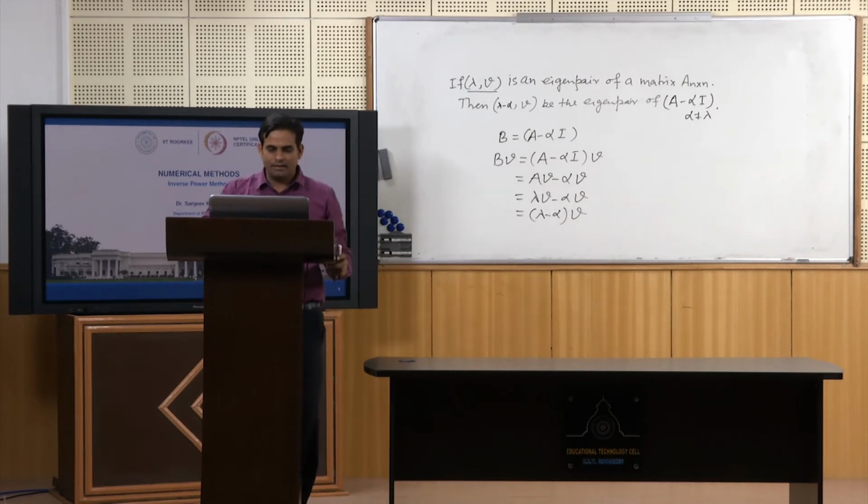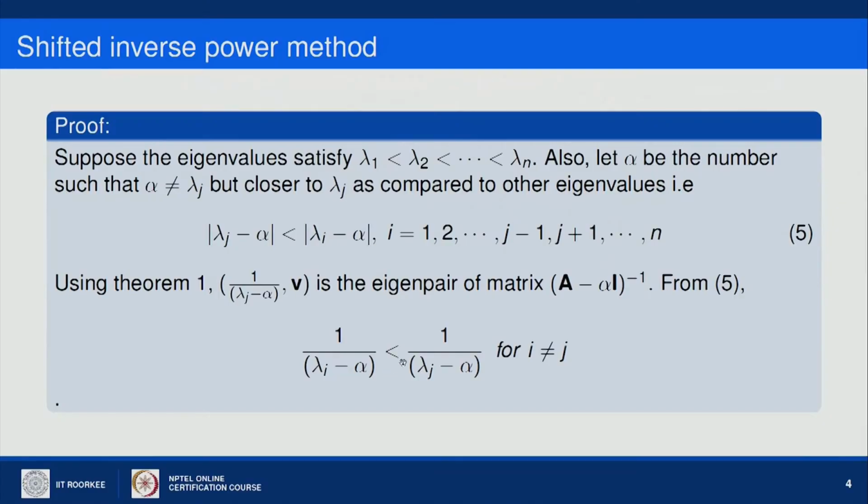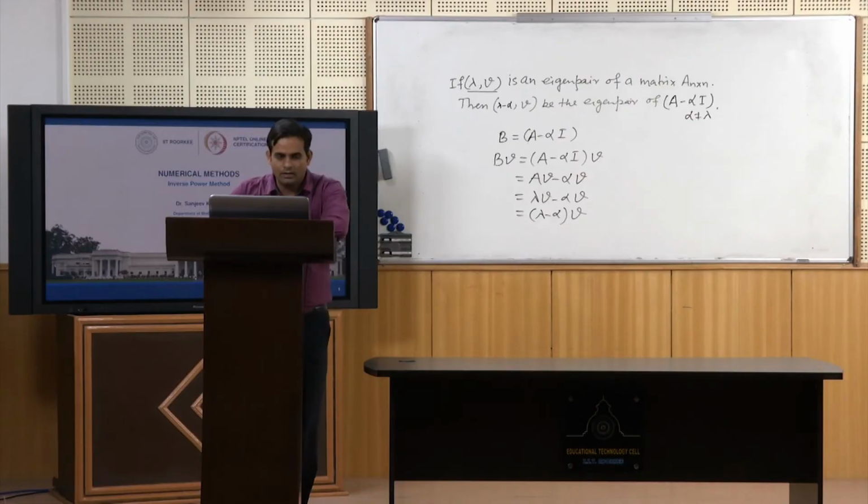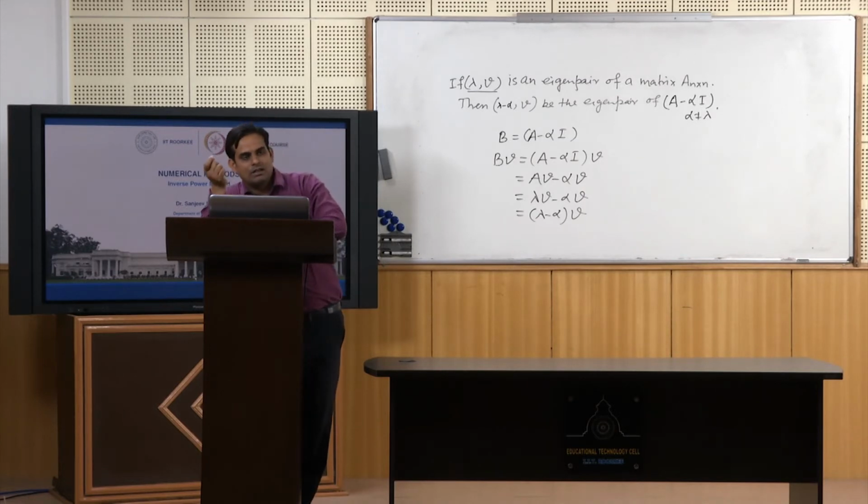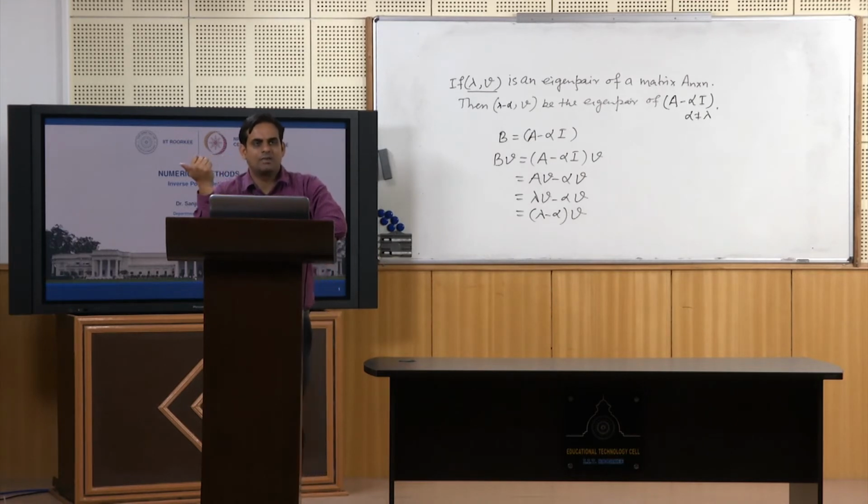Moreover, we can say that 1 upon |lambda i minus alpha| will be less than 1 upon |lambda j minus alpha|, and hence 1 upon lambda j minus alpha, which is my mu 1, will be the dominant eigenvalue of the matrix (A minus alpha I) inverse. So, how will it work? Suppose I want to find an eigenvalue of a given matrix, let us say some eigenvalue lambda j. So, I will choose one alpha close to this eigenvalue and not close to the rest of the eigenvalues.